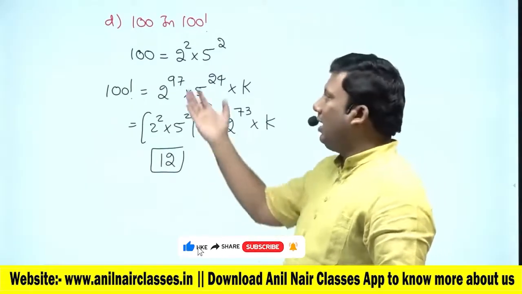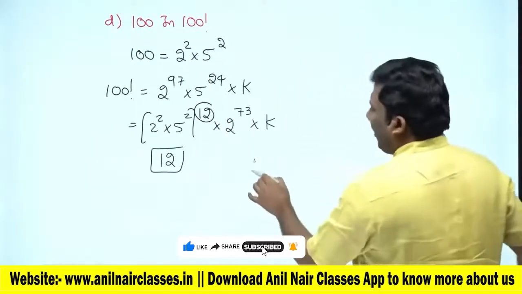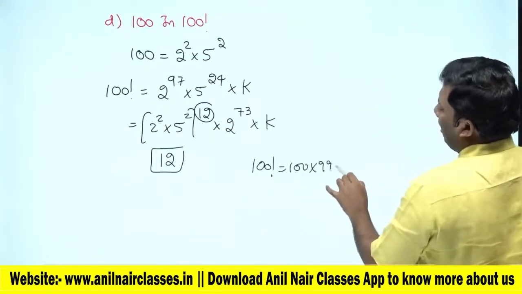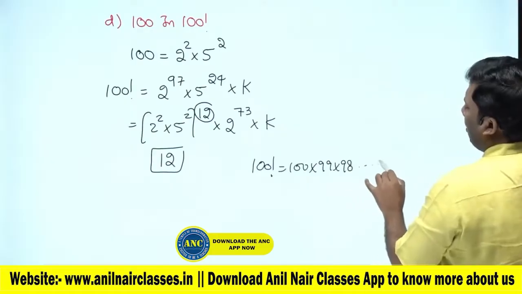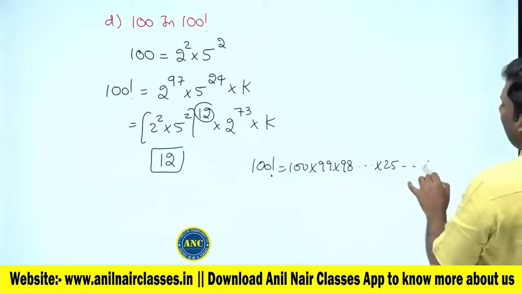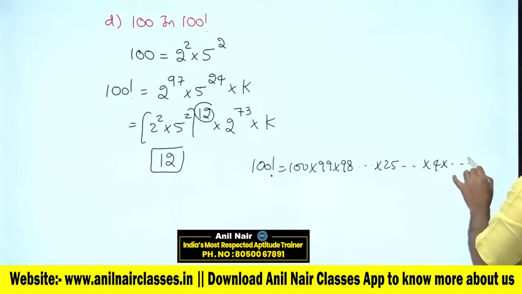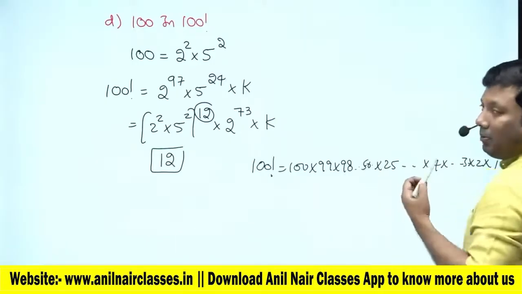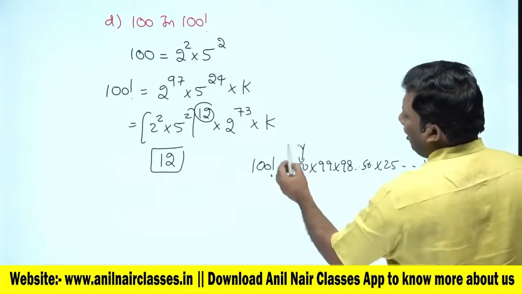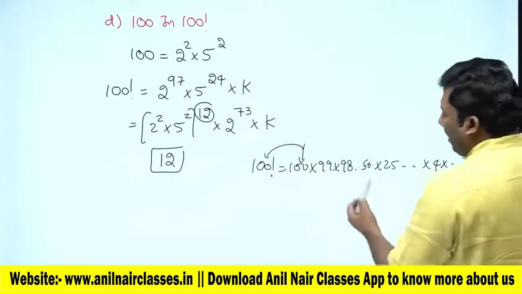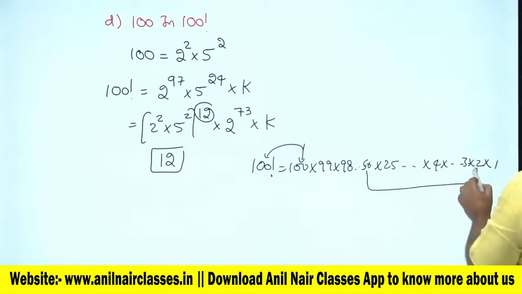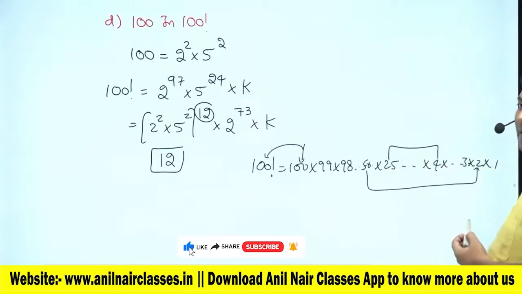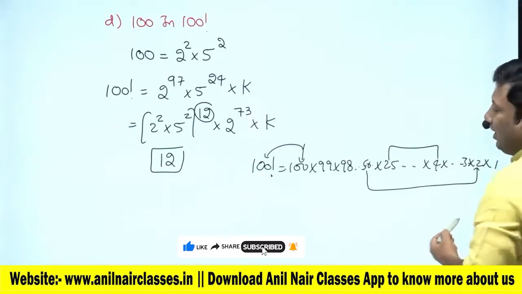Some students, in a hurry, see that 100 factorial is 100 into 99 into 98 and so on up to 25, and so on up to 5 into 3 into 2, and so on up to 1. Probably in a hurry, since 100 is present only once, they might tick mark 1. But if you see here, 50 into 2 is 100, 25 into 4 is 100. Like that, there are a lot of possibilities that will arise.